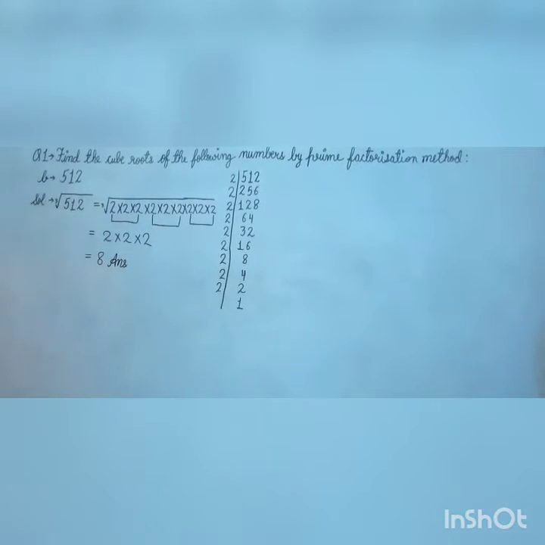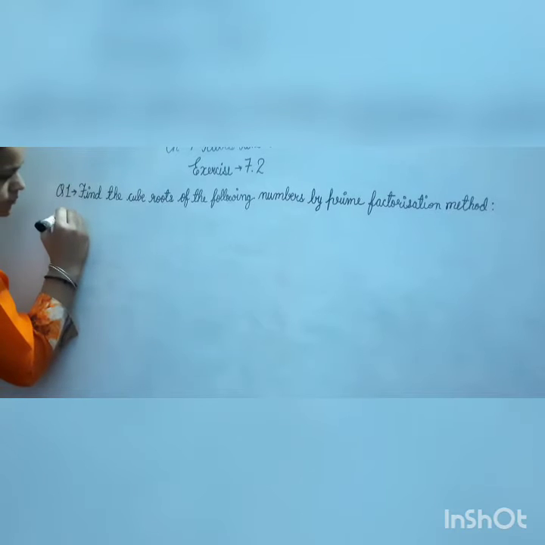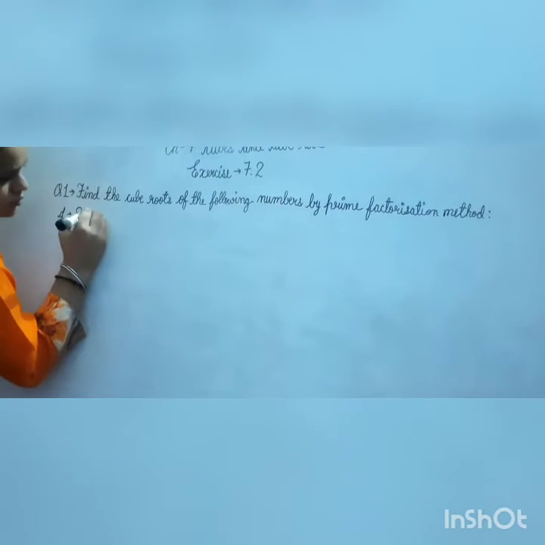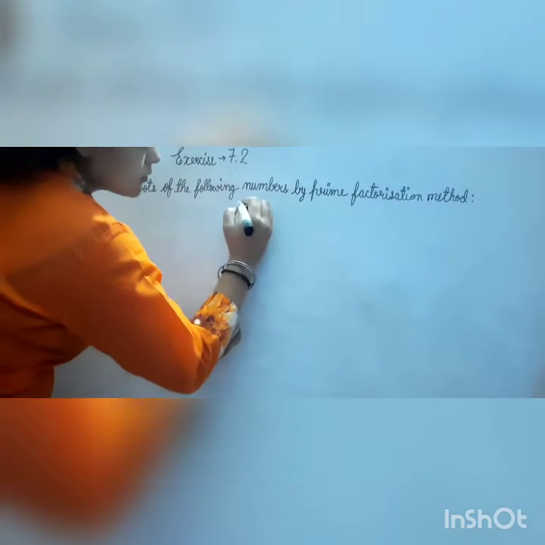Now I will explain you fourth part. Okay? Now your fourth part is 27,000. Okay class? You have to solve this by prime factorization method.